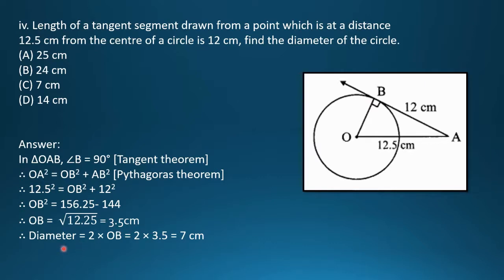We know that the diameter of a circle is twice the radius. So we multiply 3.5 by 2, which is 7 centimeters. Hence the diameter of the circle is 7 centimeters. So option C will be the correct answer, that is 7 centimeters.